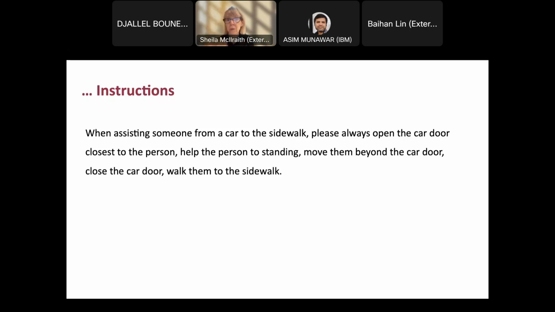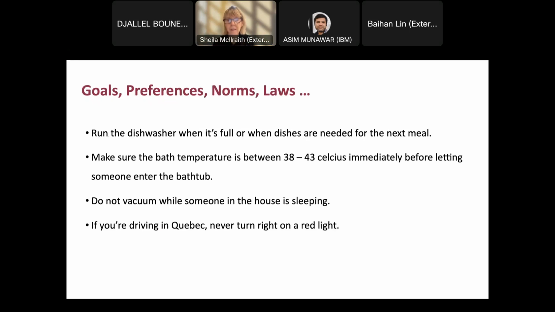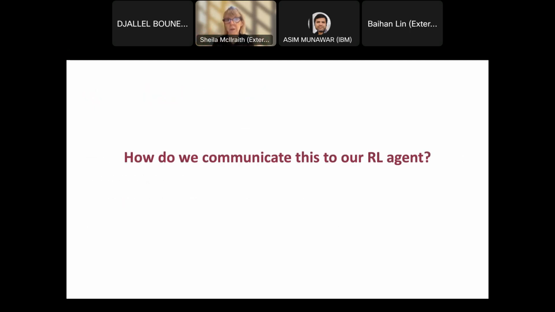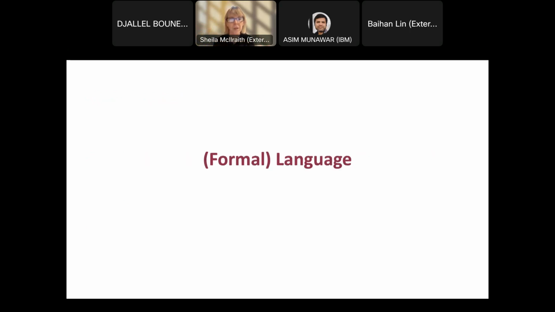So all of these things, goals, preferences, norms, laws, and instructions, really require some careful thought as to how they're treated. So how do we communicate this to our reinforcement learning agent? I've described these things to you in English, but how do we actually describe them to a reinforcement learning agent?